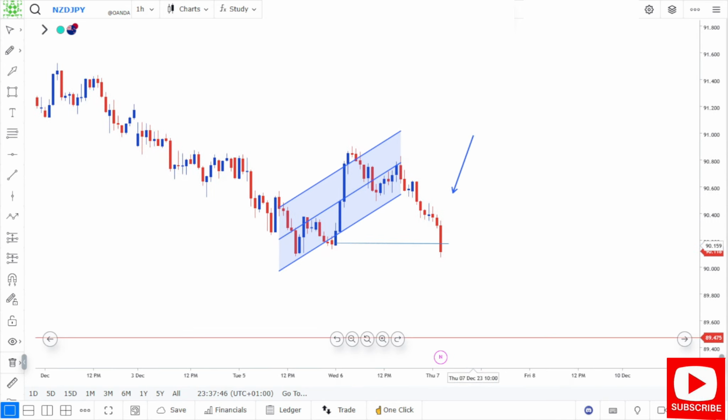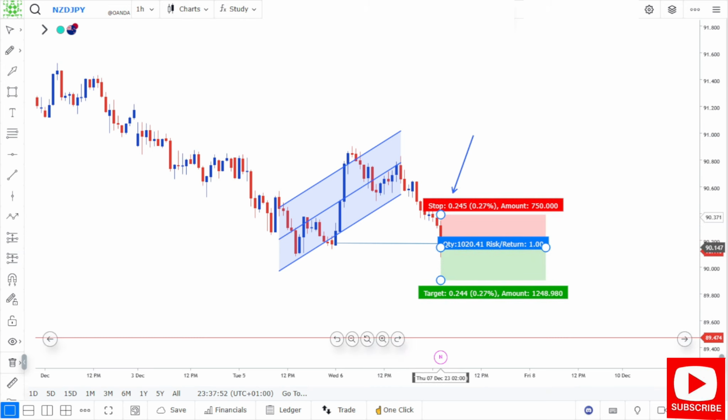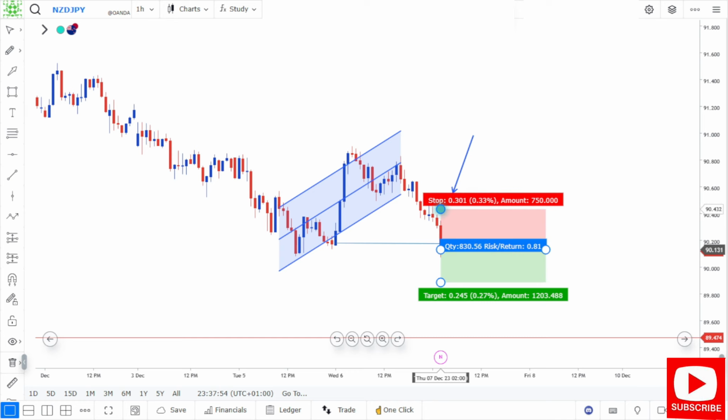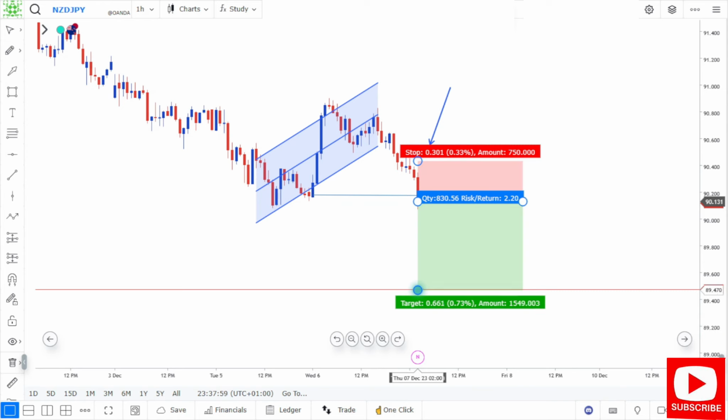So what am I going to be doing? I'm going to be placing my sell trade, stop loss slightly above, and I am going to be targeting 2 times the risk.